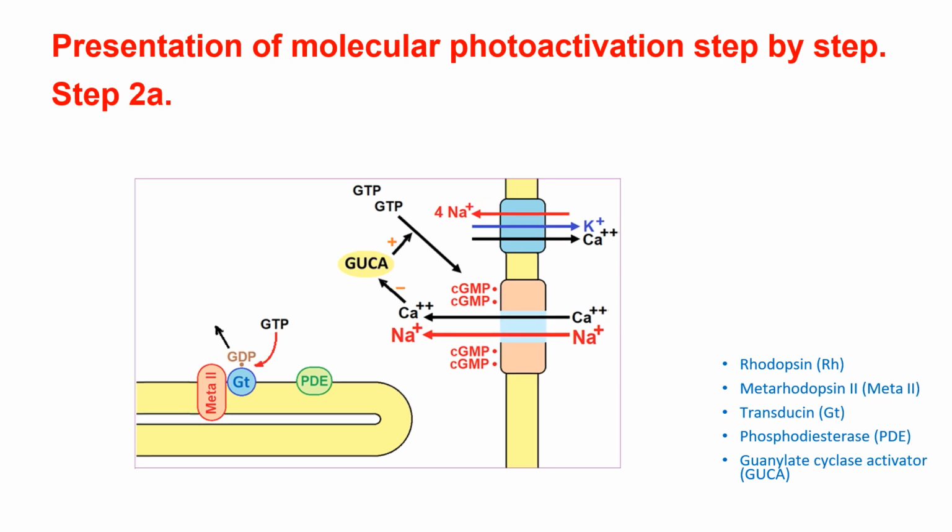Presentation of molecular photoactivation step by step. Step 2. Metarhodopsin 2 activates a G protein known as transducin. This causes transducin to dissociate from its bound GDP, and bind GTP, then the alpha subunit of transducin dissociates from the beta and gamma subunits, with the GTP still bound to the alpha subunit.